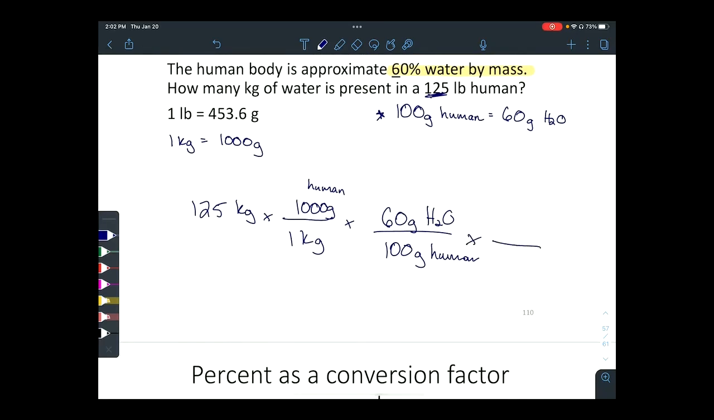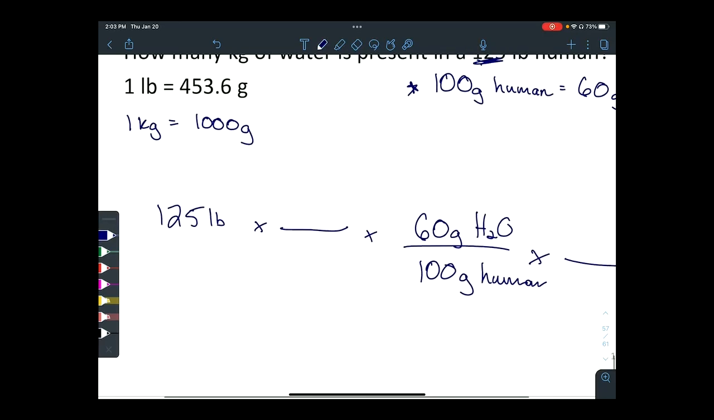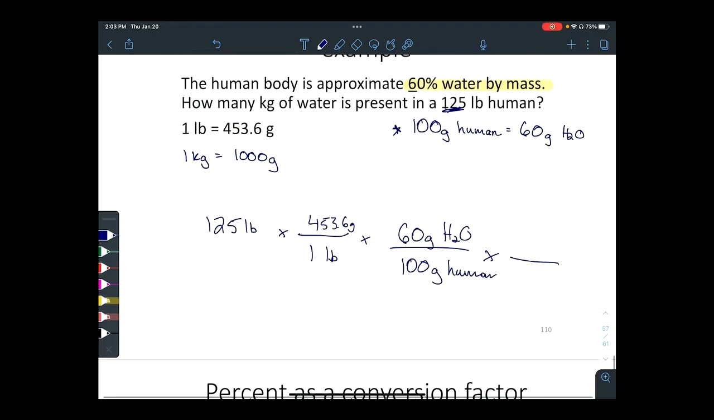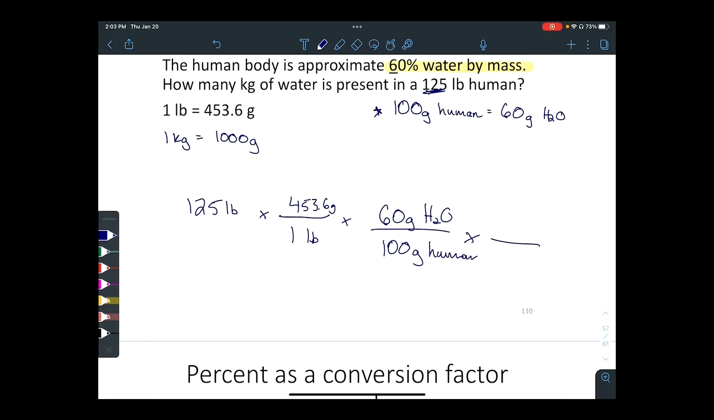And then what are we looking for? Kilograms of, oh wait, that's why you're all giggling. This should be pounds, not kilograms. The only thing that changes is 1 pound on the bottom, 453.6 grams up top. I'm sorry about that, but the rest is still the same. I'm in grams of human, 100 grams of human on the bottom, 60 grams of water up top. Now I go to kilograms because it's asking for kilograms of water. So 1,000 grams, 1 kilogram of water.